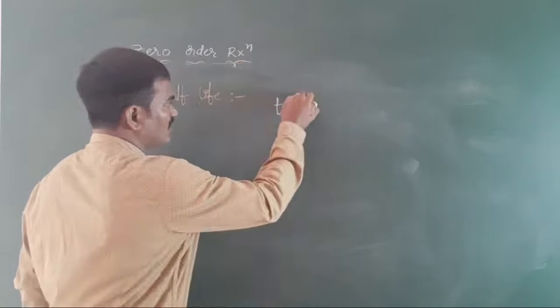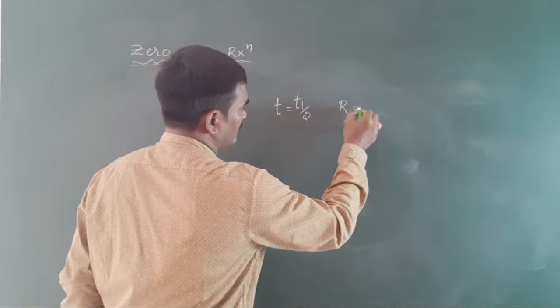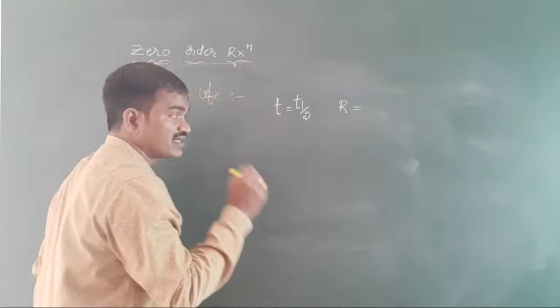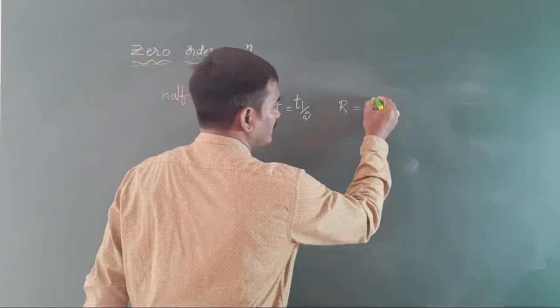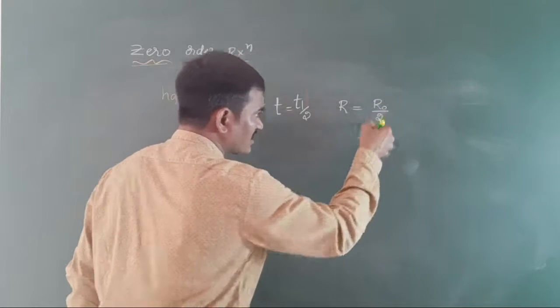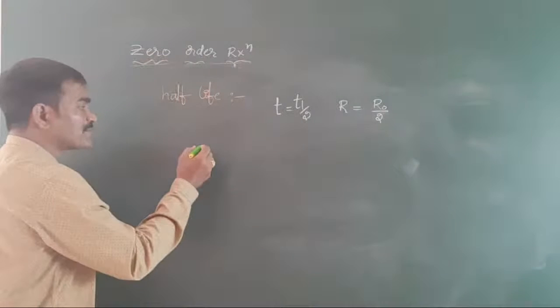T is equal to T half. R is equal to the remaining concentration of reactants, that is R naught by 2. The initial concentration becomes half. So these two terms we are going to substitute in this formula.